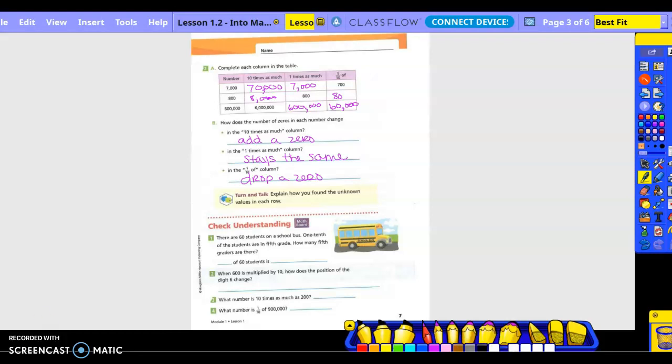There are 60 students on a school bus. 1/10 of the students are in 5th grade. How many 5th graders are there? So, 1/10 of 60. So we said what? Are you adding a 0, dropping a 0, or staying the same? Dropping a 0. So we're left with what? 6. And what's our label? 5th graders, to be specific.